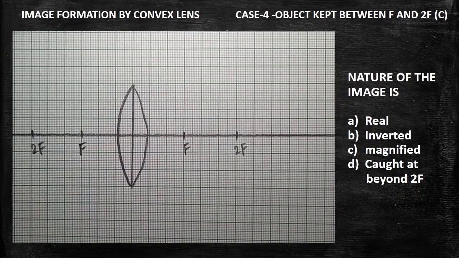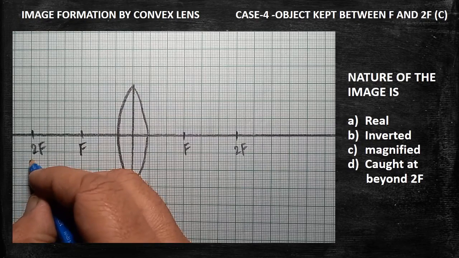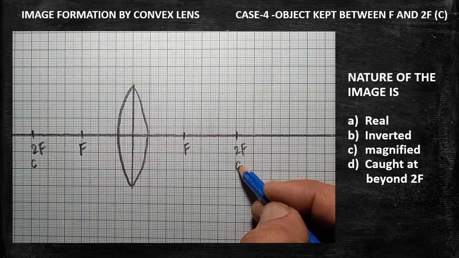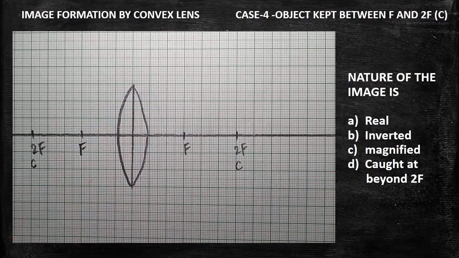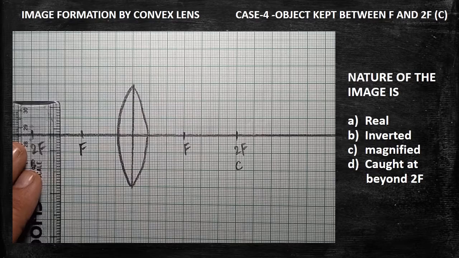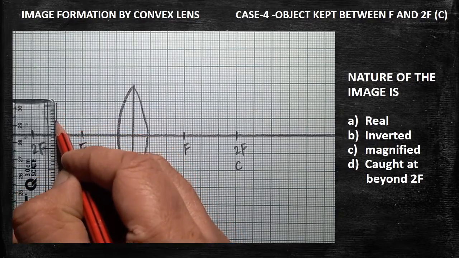We are going to learn the fourth case. Before going to tell about the fourth case, I would like to tell one important thing, that this 2f is otherwise called as C. C means center of curvature of the lens. On either side, two centers of curvature are there, that you should not forget. 2f is sometimes also called as center of curvature. Now in the fourth case, we are going to keep the object exactly between f and 2f. Now I am placing the candle between f and 2f.